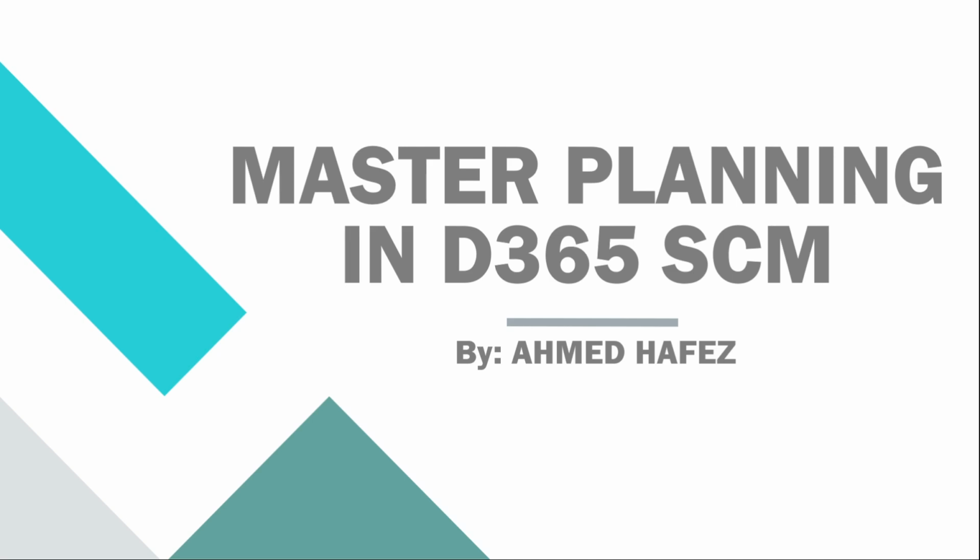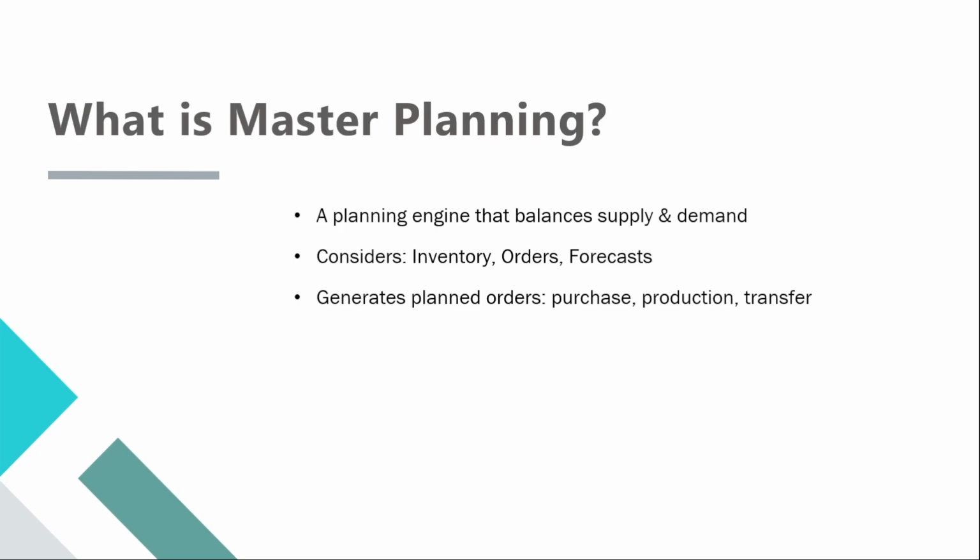Welcome to session number one of the Master Planning series in Microsoft Dynamics 365 Supply Chain Management. Firstly, what is Master Planning? The Master Planning module helps businesses plan for future needs. It looks at current inventory, sales, production, and purchase data to figure out what material or resources are needed to meet business goals. By using this information, it creates planned orders for things like buying, producing, or moving items.